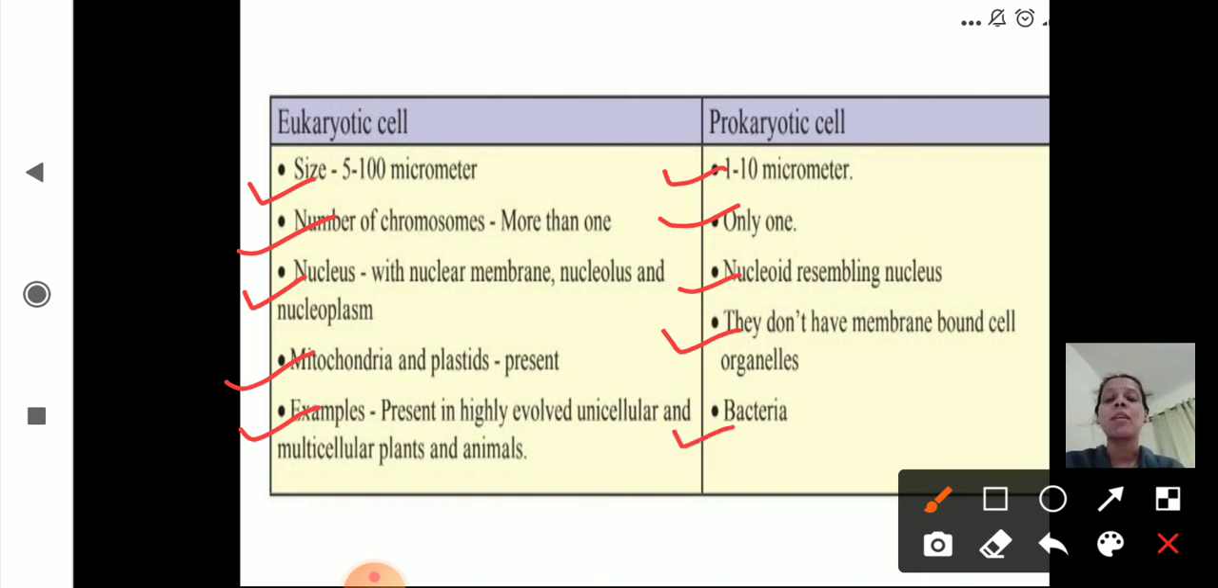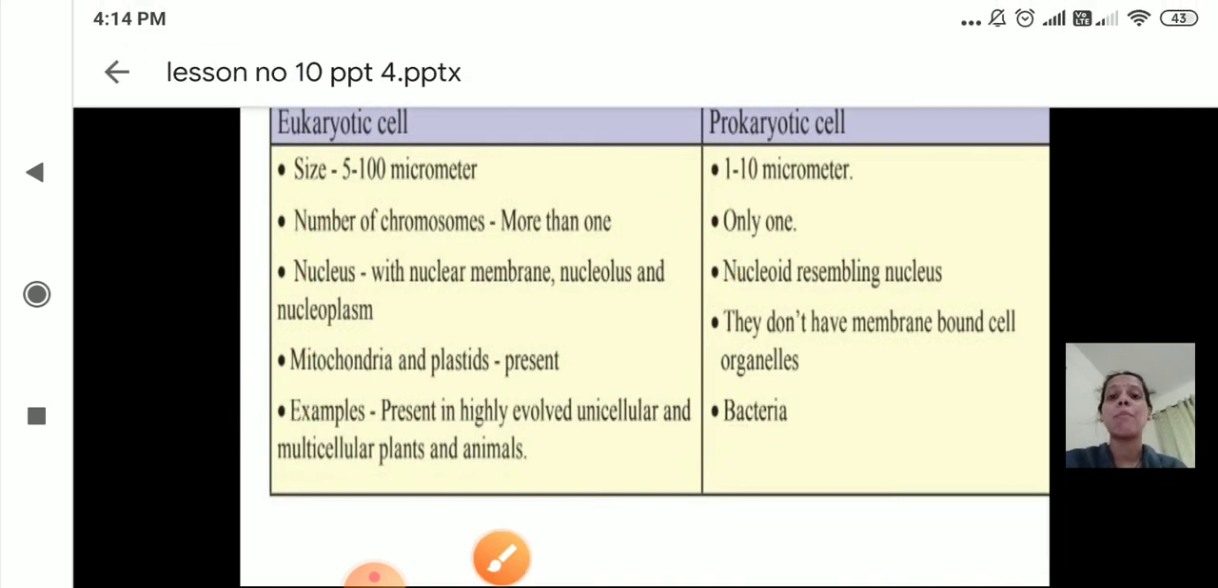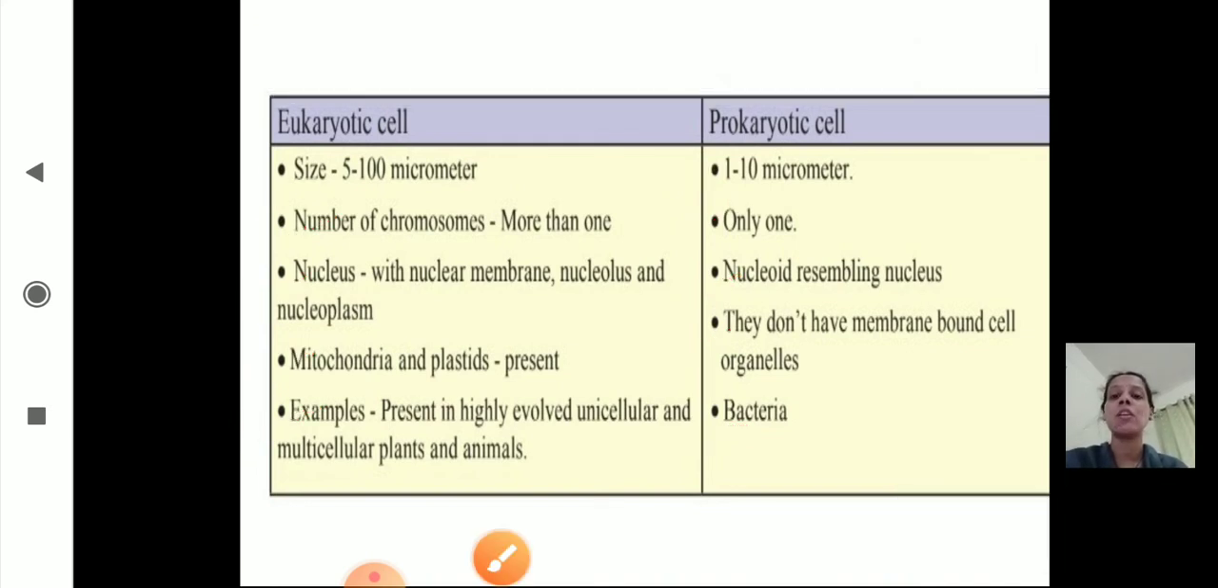So this is the comparison between eukaryotic and prokaryotic cells: size, number of chromosomes, nucleus, cell organelles, and the last one is examples. I hope you are clear with this. So here we have completed lesson number 10, cell and cell organelles. We have studied the different components of the cell, its structure and functions, and the structure and functions of the different cell organelles.